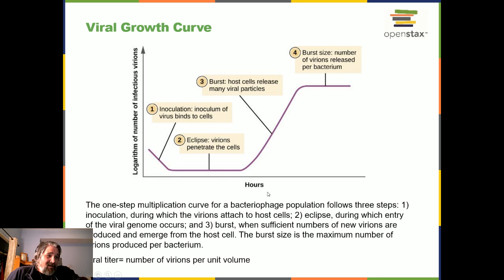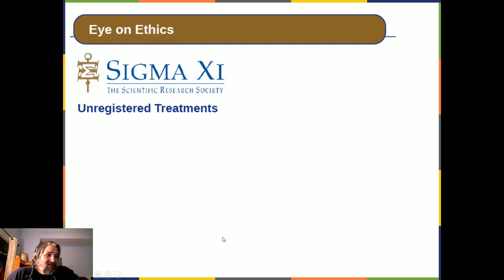And then we're looking at a lytic cycle where you have the burst stage where many viral particles are released up to a maximal burst size, number of virions released per bacterium. There's an ultimate limit, right? Because you only have so many cells available.